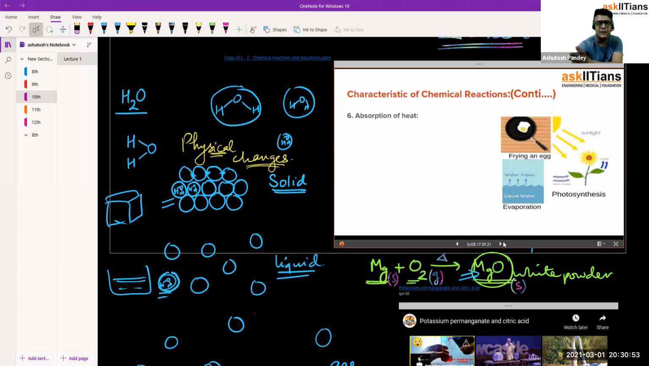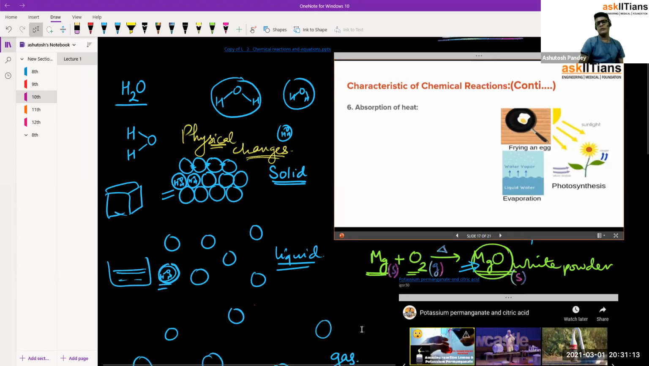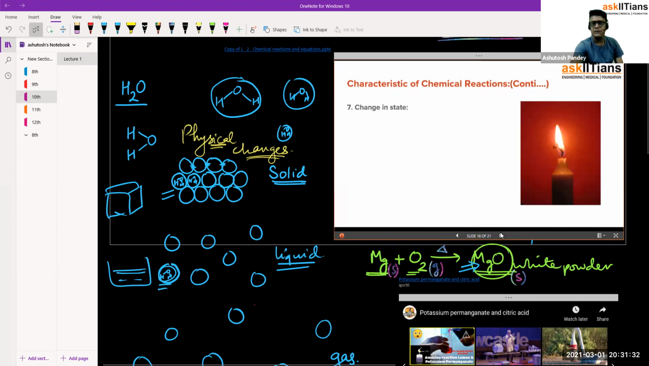Now, characteristics of chemical reactions: absorption of heat. Whenever absorption of heat is there, there might be some reactions. Not only a physical change happens by absorption of heat, but in most cases in chemical reactions we supply the heat and then the change of the substance will occur, like the decomposition of the substance. Okay, then next is change in state.